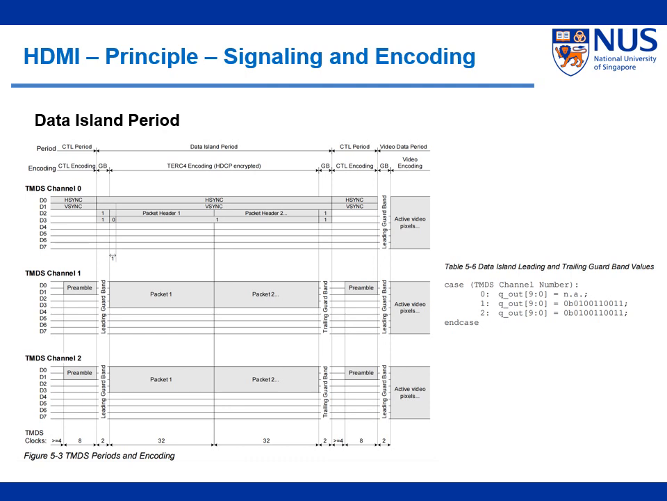The first 2 data characters within the data island are the leading guideband, and the last 2 data characters within the data island are the trailing guideband. During the data island guidebands, channel 0 is encoded as one of the 4 TRC4 values. These TRC4 values are 0xC, 0xD, 0xE, and 0xF, depending upon the values of HSYNC and VSYNC.